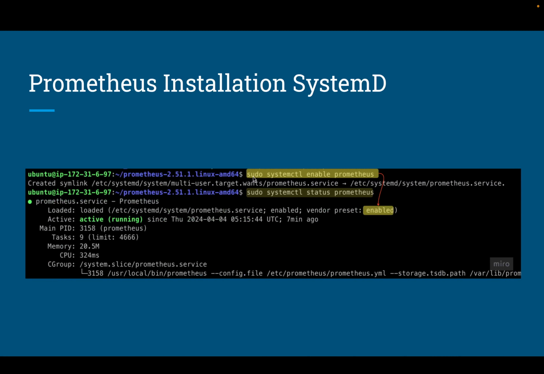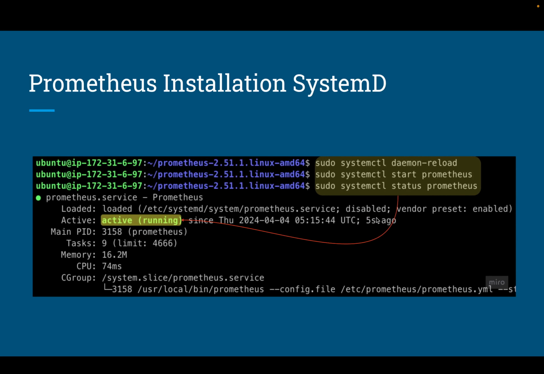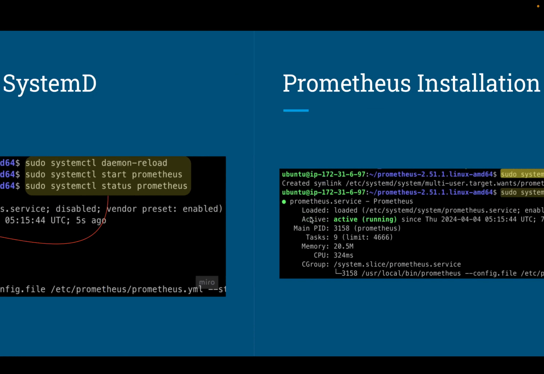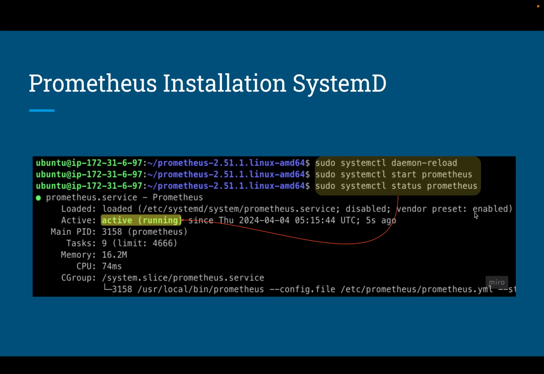If you want the Prometheus service to restart when the Ubuntu server restarts, you need to enable it. In order to enable it, we need to run this command: sudo systemctl enable prometheus. Now if you check the status of the Prometheus service, you can see preset equal to enabled. In the earlier case, it was not enabled, it was something else. Let me see if I am able to figure it out. Yeah, it is enabled.